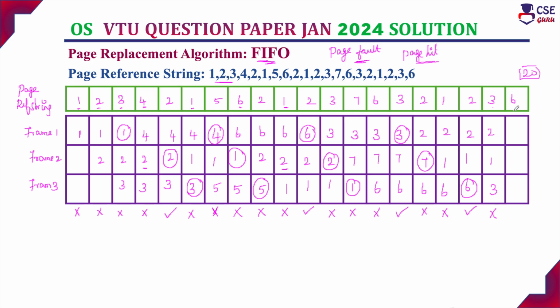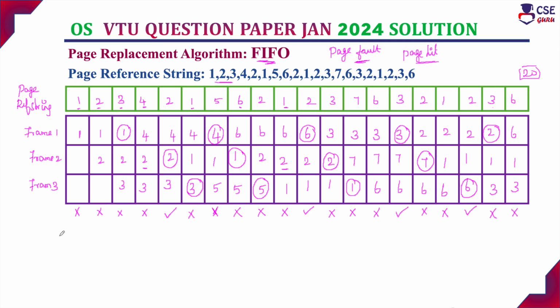Next reference string is 6. It is not available. So the oldest one here is 2. Replace 2 with 6. 6, 1, 3. This is also a page fault. Okay, so now we have considered all the page reference strings.